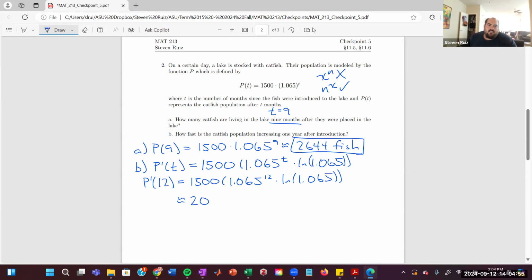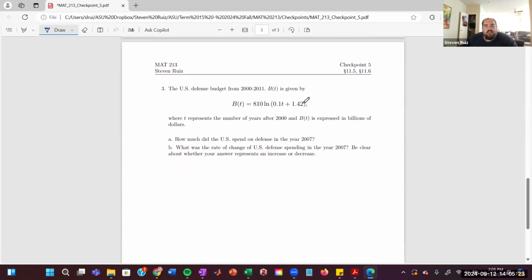What's a good unit for this? So this is a rate of change, basically the rate of change of p with respect to t. So what is p measured in? That's measured in fish. And what is t measured in? That's time, and that's measured in months. So the population is increasing at an instantaneous rate of approximately 201 fish per month. All right, moving on to question 3.